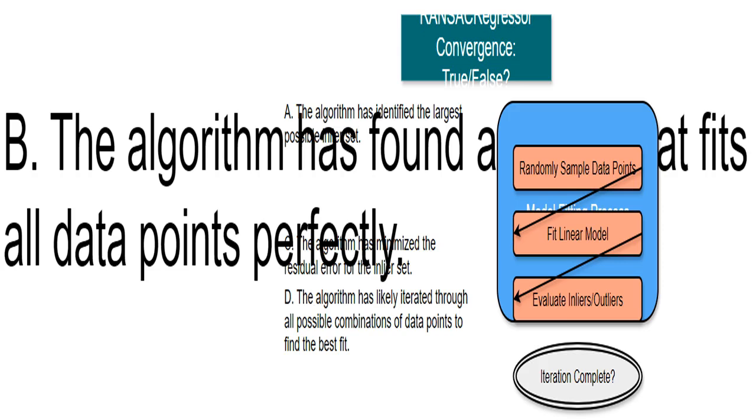I believe this statement is incorrect. RANSAC is designed to handle outliers, points that don't fit the pattern. A perfect fit to all points is unlikely, especially if we have outliers. The aim is to model the main trend, ignoring the exceptions. It's like drawing a line through scattered points. You might not hit every point, and that's fine.